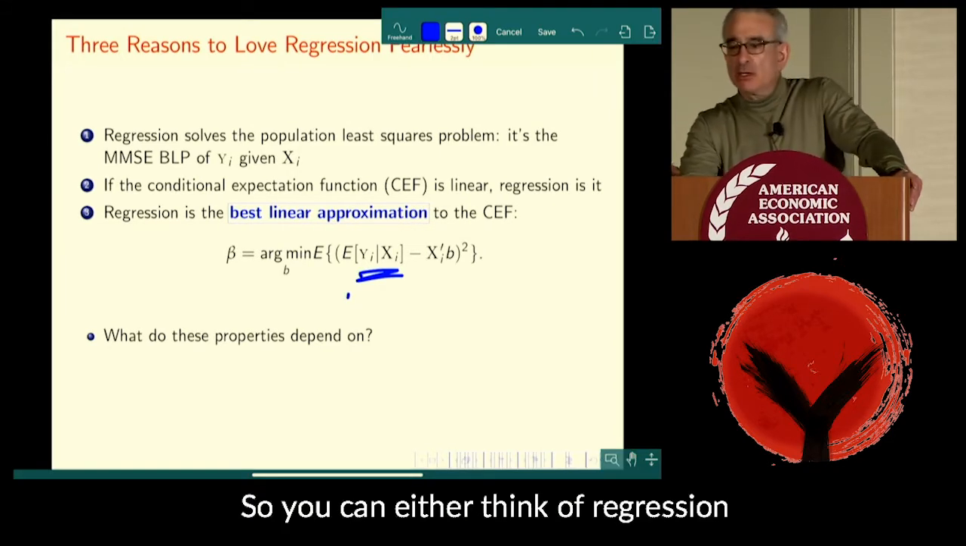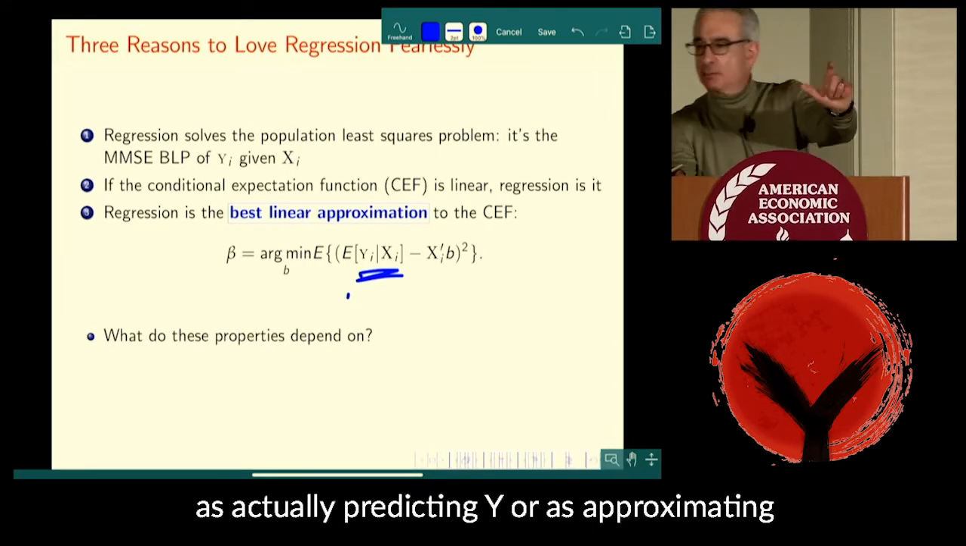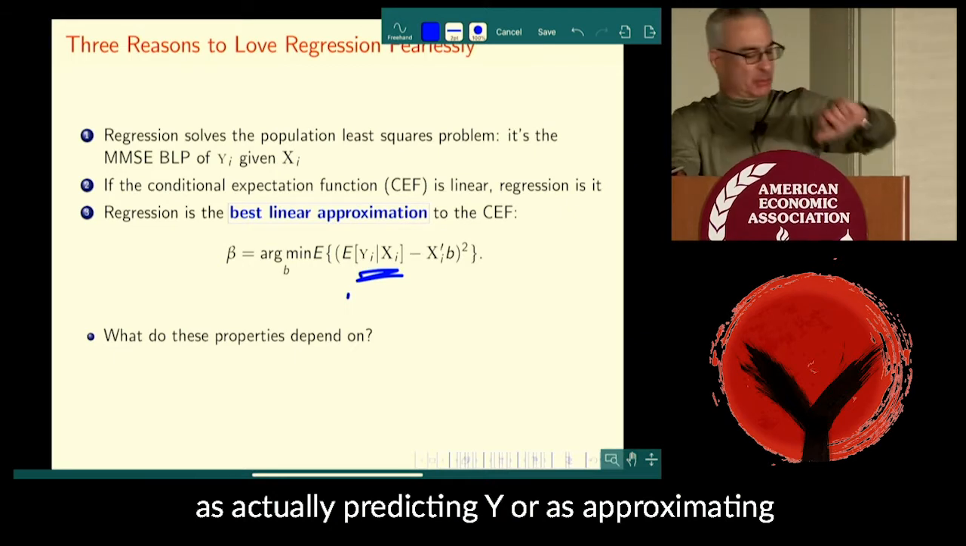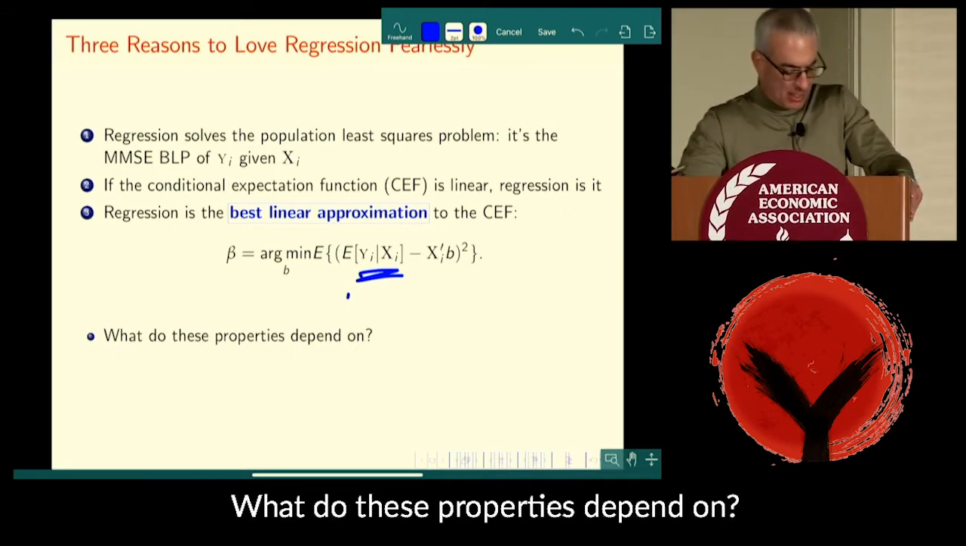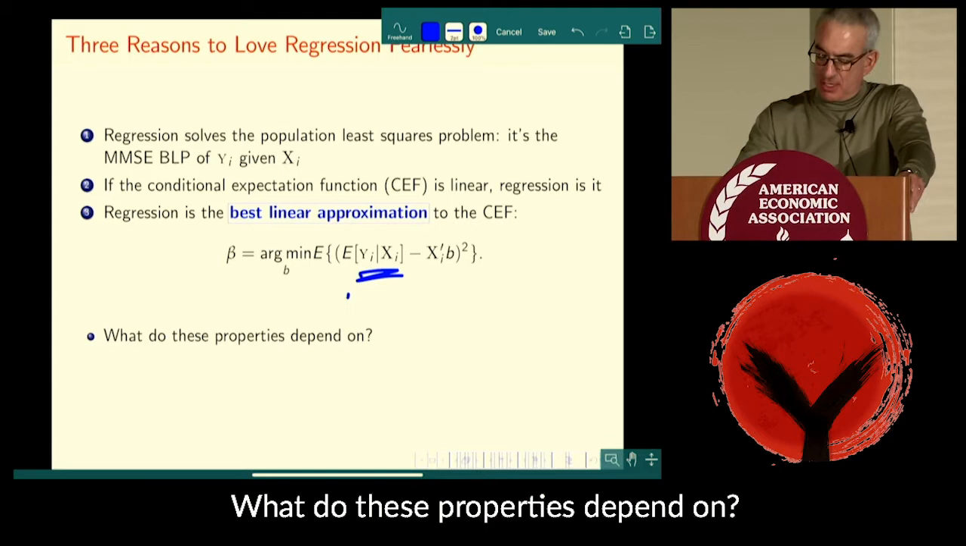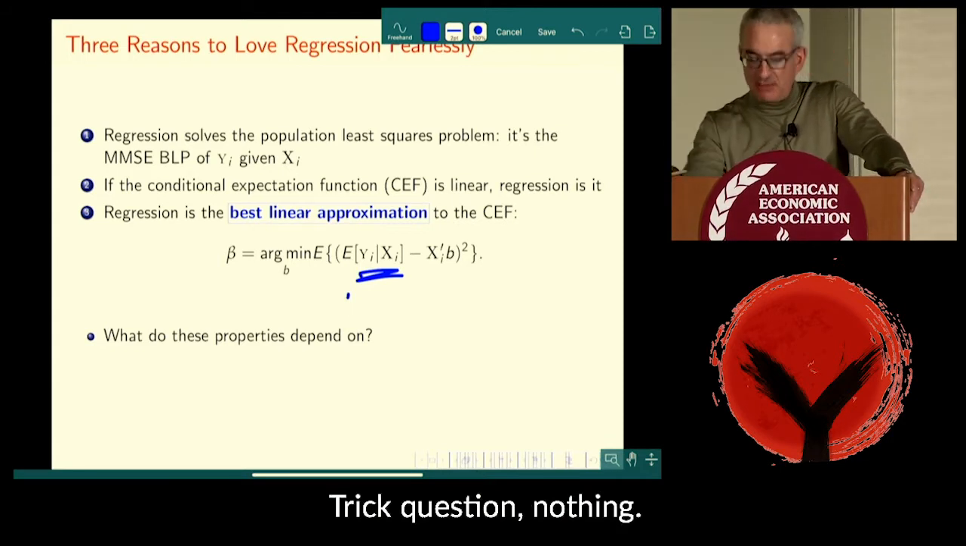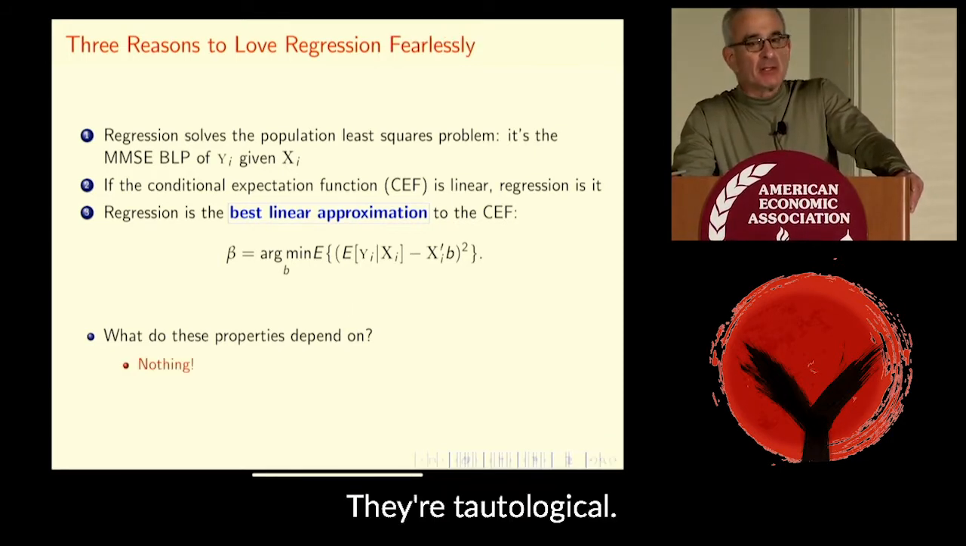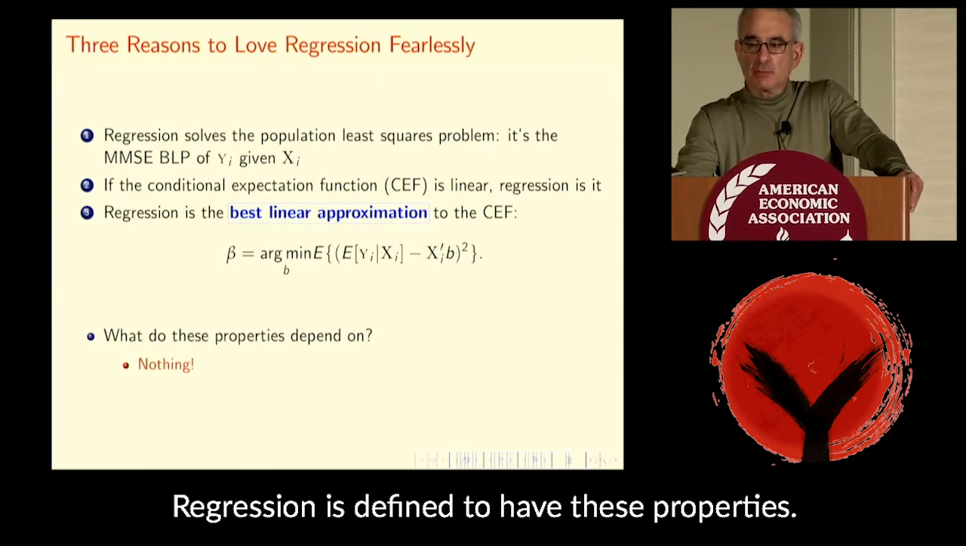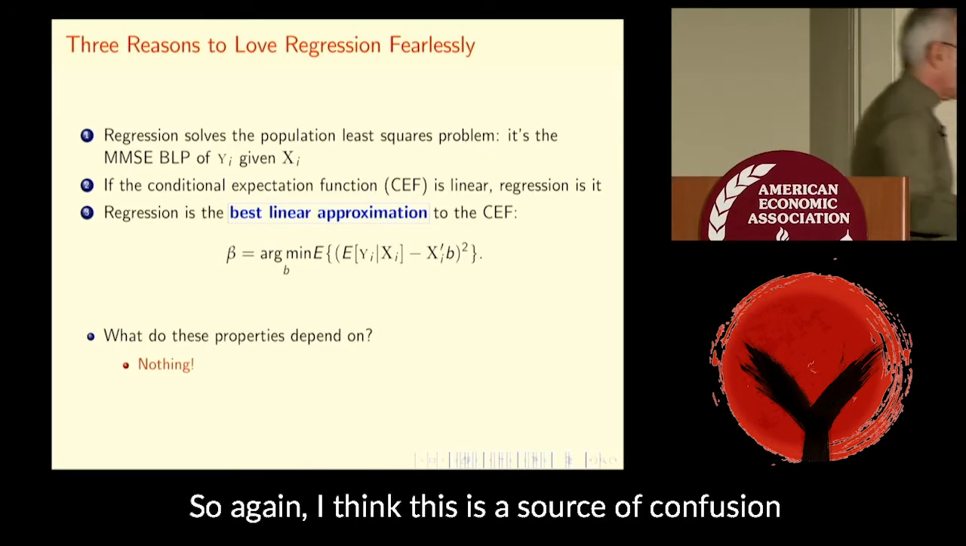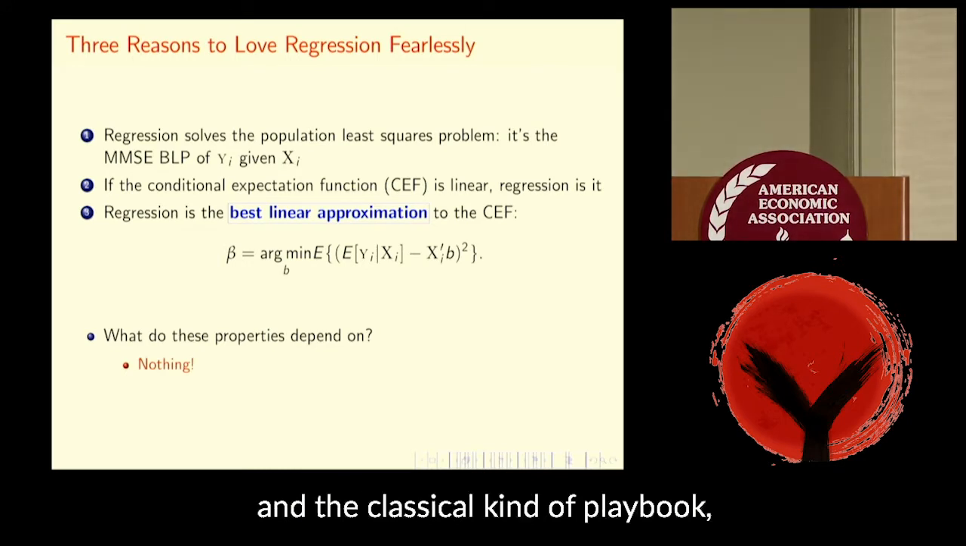Okay, so you can either think of regression as actually predicting y or as approximating the conditional mean function. What do these properties depend on? Trick question. Nothing. They're tautological. Regression is defined to have these properties. Again, I think this is a source of confusion in the classical playbook.